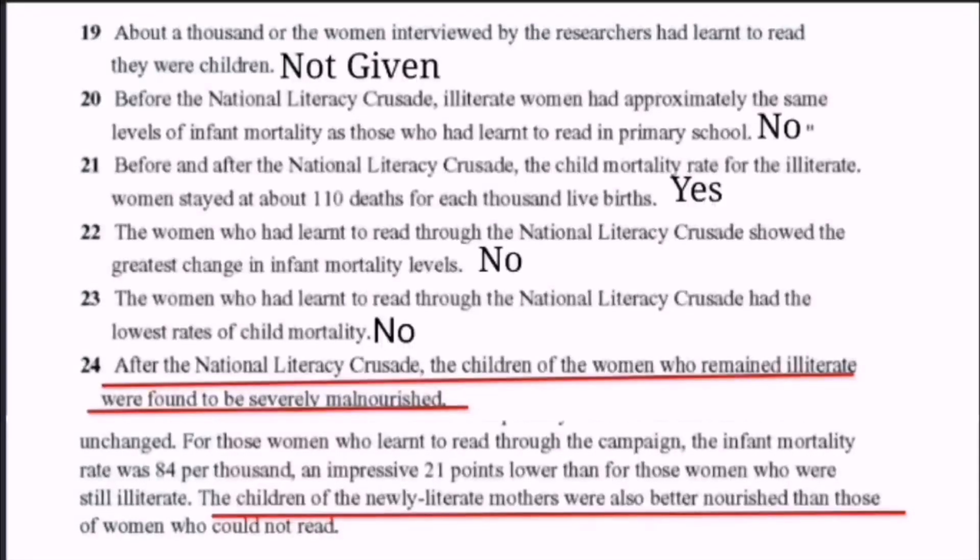In the last line of paragraph 6, the children of newly literate mothers were also better nourished than those of women who could not read. It means that the children of newly educated mothers were also better nourished than the children of women who are illiterate. So we have read a comparison of nourishment, but we did not read that the children of illiterate mothers were fed badly or unhygienically. So the answer of question number 24 is not given.